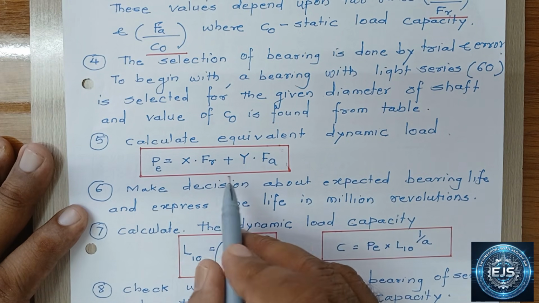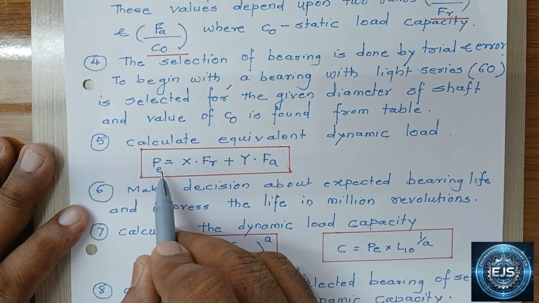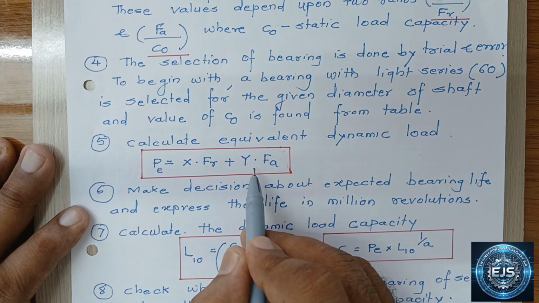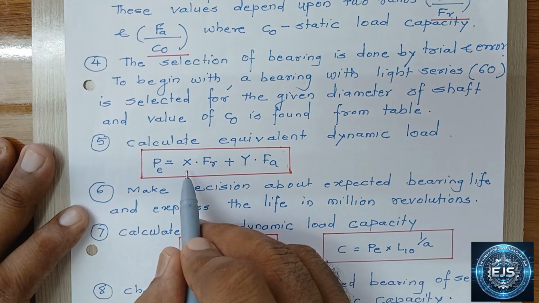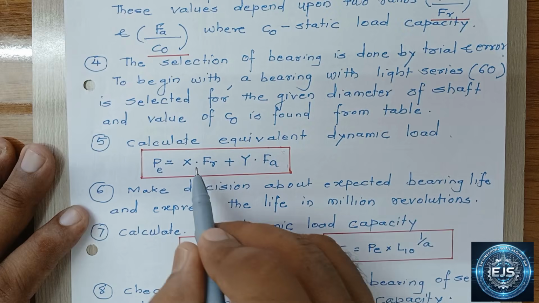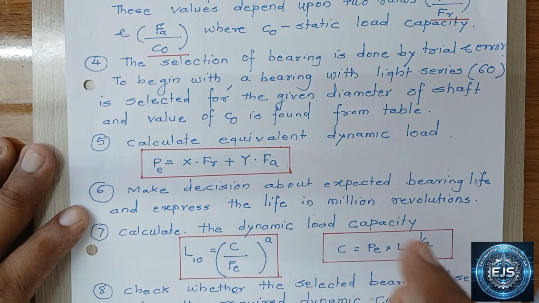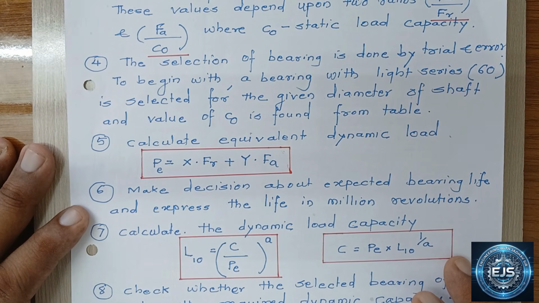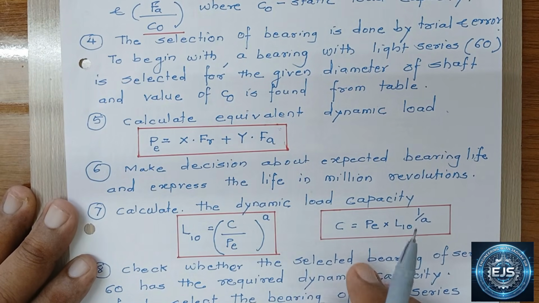Then fifth step is calculate equivalent dynamic load. So equivalent dynamic load is calculated by the formula PE is equal to (X V FR plus Y FA), and it is also multiplied by KA, that is service factor. So X and Y are the radial load and axial load factors. V is the rotation factor. For inner race rotating, V is equal to 1. So for most of the bearing, V rotation factor is 1. FR and FA are the radial load and axial load acting on the bearing. So in the fifth step, we have to calculate the equivalent dynamic load acting on the bearing.